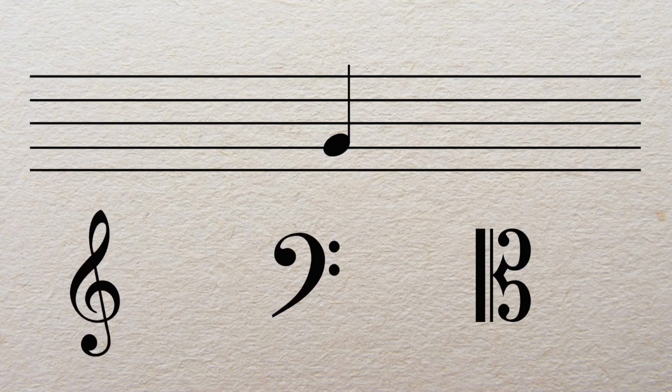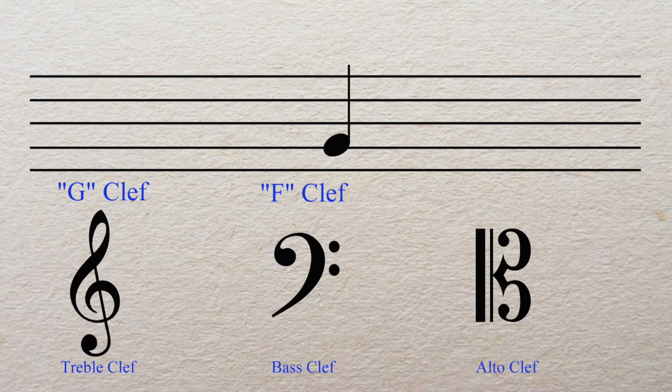Notes have no meaning on the stave until you place a clef on the stave. And there are 3 main clefs. They are commonly known as the treble clef, the bass clef, and the alto clef. But they are also known as the G clef, the F clef, and the C clef, and that's what's important to us. Now, when you understand how clefs work, rather than trying to memorize note positions, you'll be able to identify every note you see.